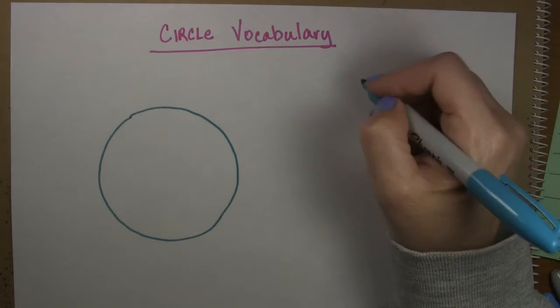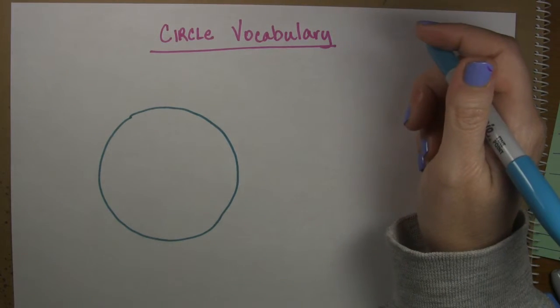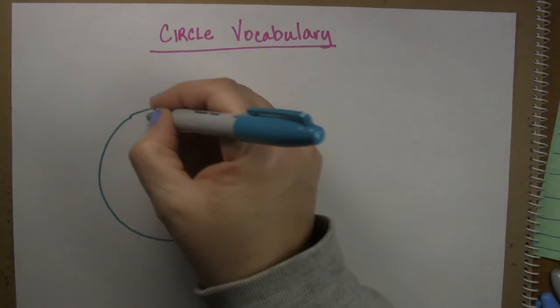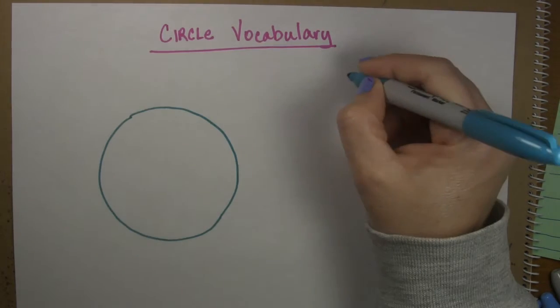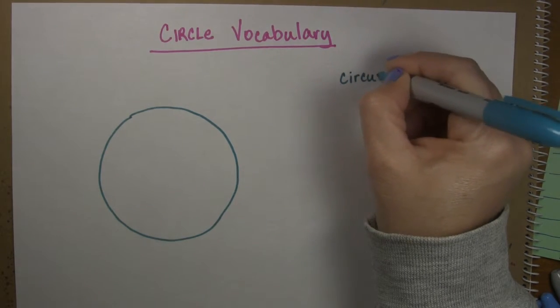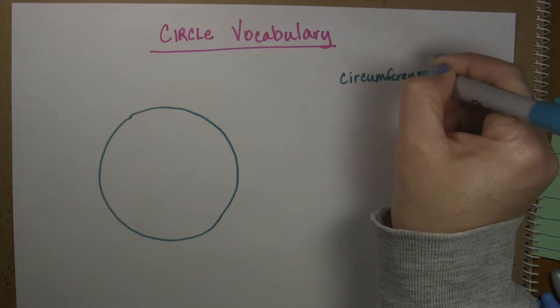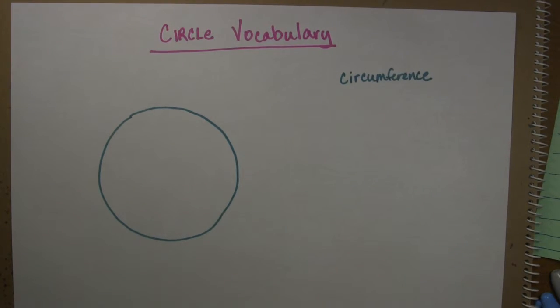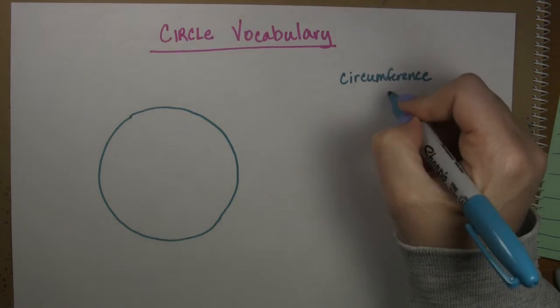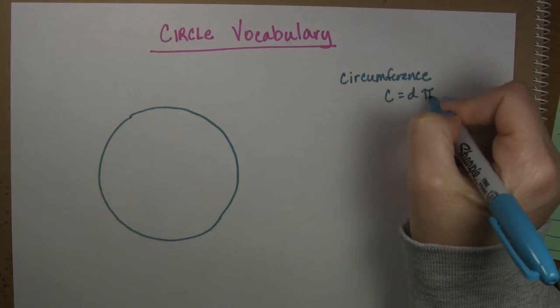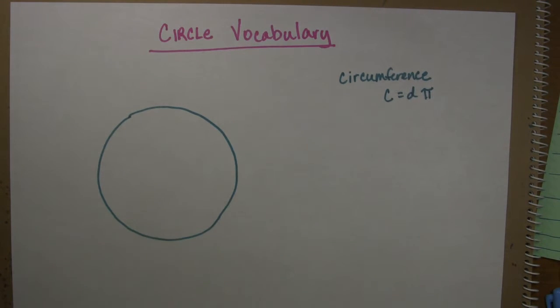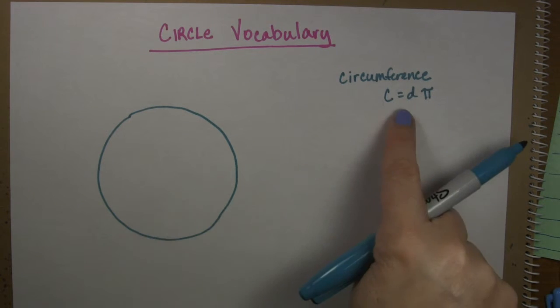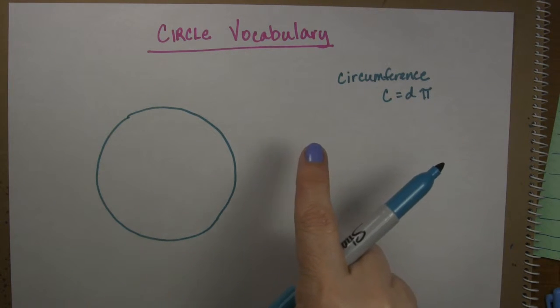Alright, so here are some things that you need to know. You need to know, for instance, that this distance around the circle is the circumference. The circumference has a formula. It's C = d π. C = d π? Yes. Okay, so C = d π tells you the formula for your circumference.